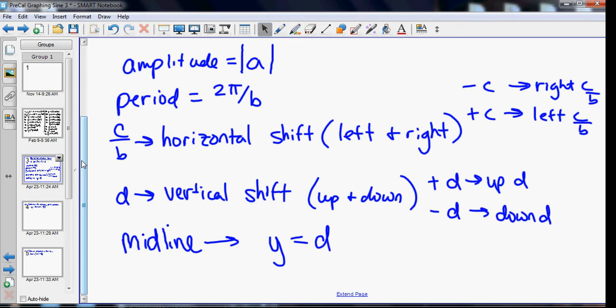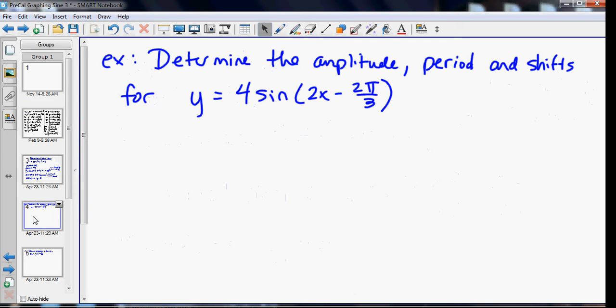So first of all, the amplitude. Amplitude is the absolute value of A, which is the 4. So the amplitude is 4. The period is 2 pi over B. We find our B right here. So that's 2 pi over 2, which means it's pi. So that's stuff we've done before, amplitude and period.